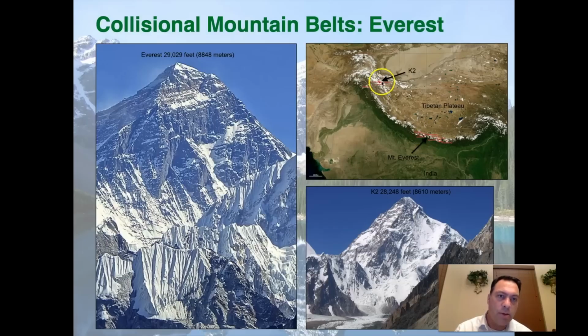The other red zones in here are the other top 10 tallest peaks in the area. And you can notice they're all clustered. So the tallest peaks on planet Earth, almost all of them are in the Himalayan mountains. These are just massive, massive mountains.